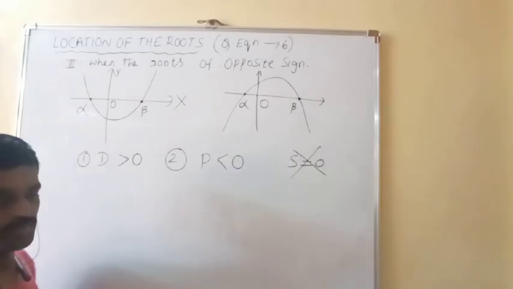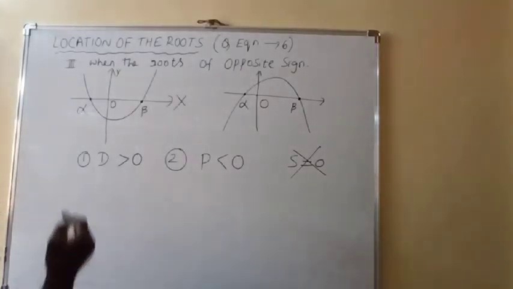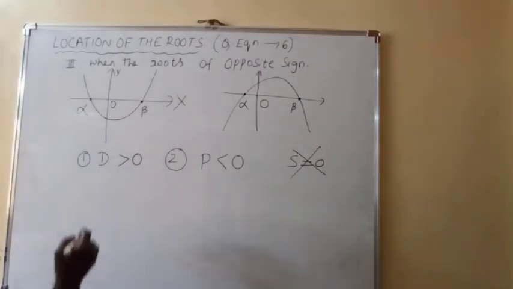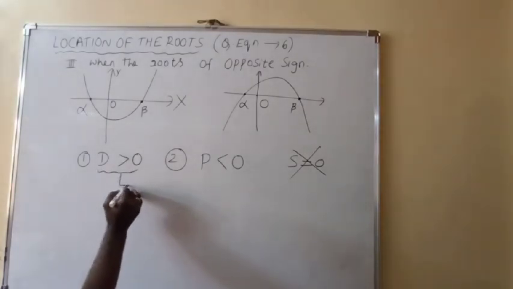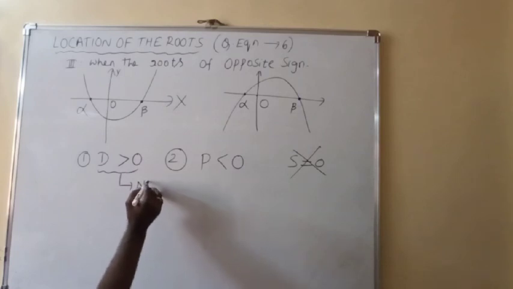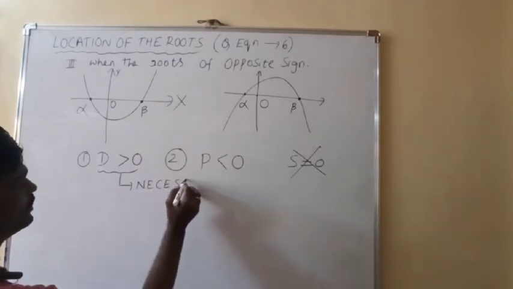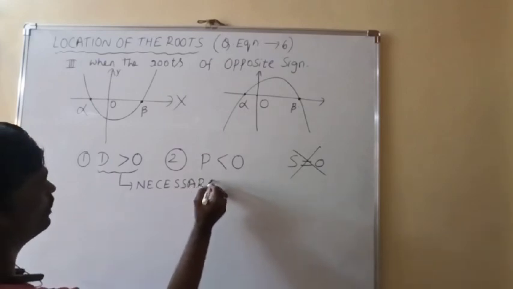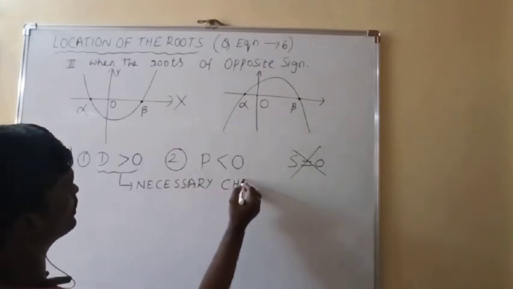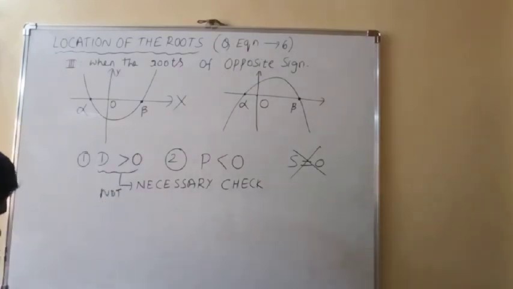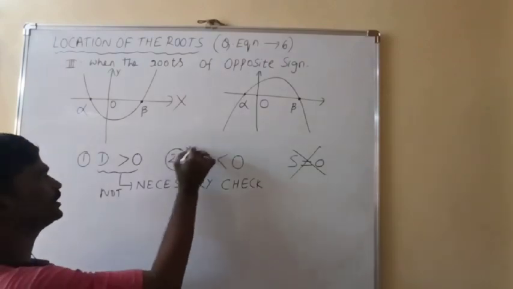And remember, whenever we are discussing these cases, whenever you are getting D greater than 0, this case of a need not be checked. It is not necessary to check, because it is not required. It is enough; this is the only important condition here.